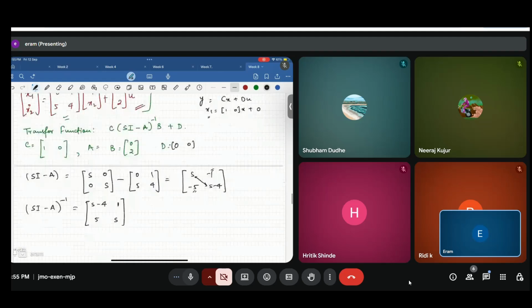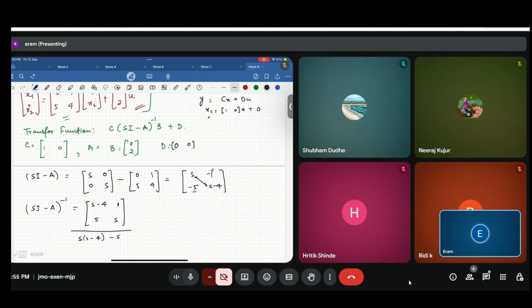So this will be the inverse, and then we also have to divide it by the determinant. The determinant will be s into s minus 4, minus 5. So this is the inverse of sI minus A.